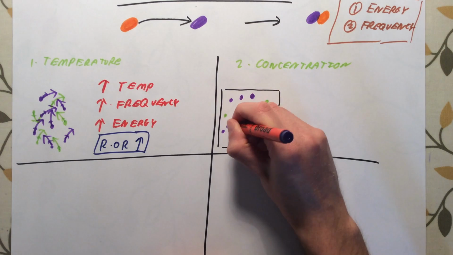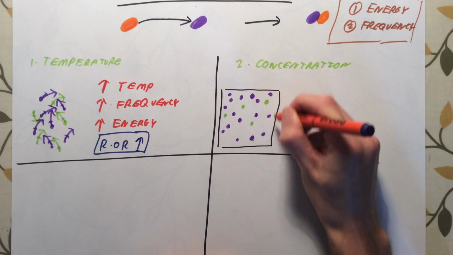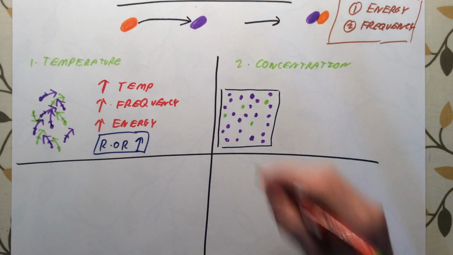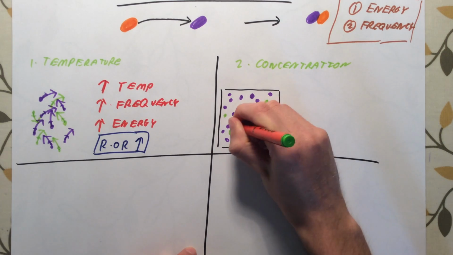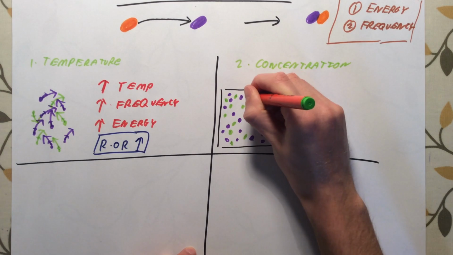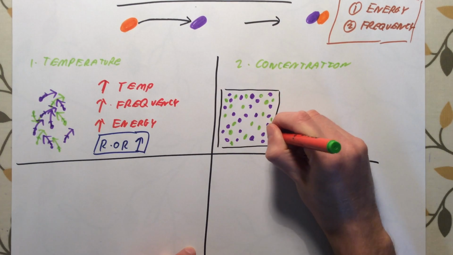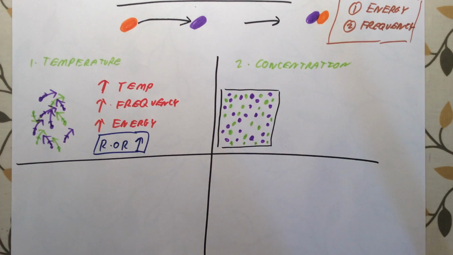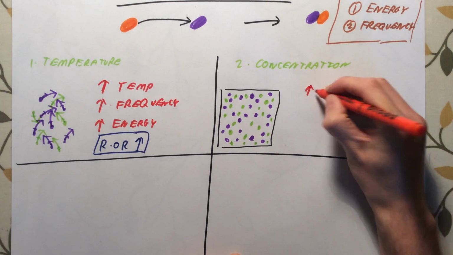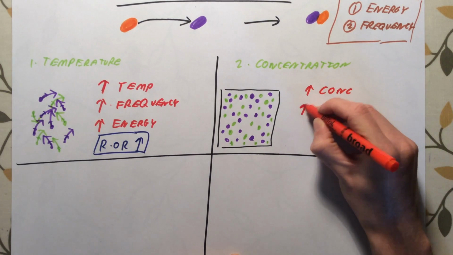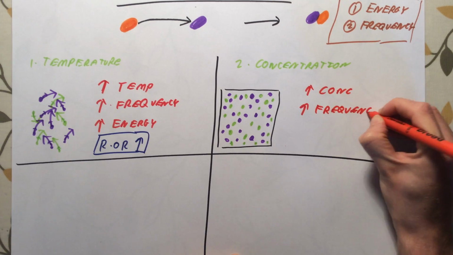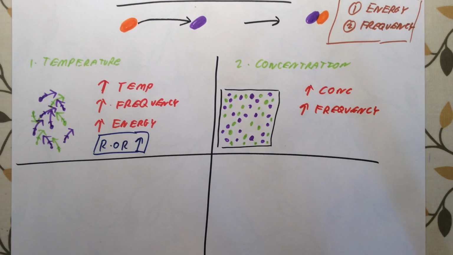If I were to increase the concentration of these chemicals now, so I've got many more particles in the same volume, there is much less space between the particles I want to react. Therefore, every second, there are going to be many more collisions between the particles. So if I increase the concentration, I'm going to increase the frequency of collisions, and therefore the rate of reaction will again increase.